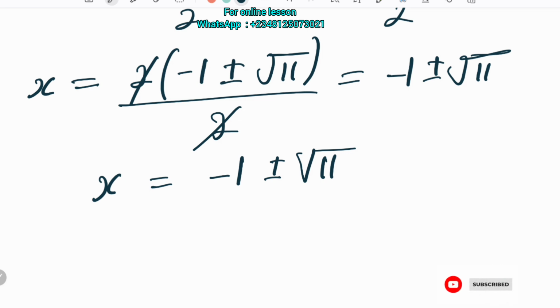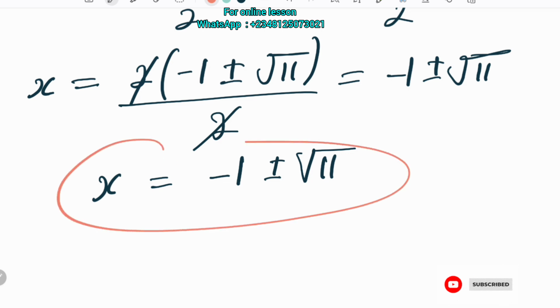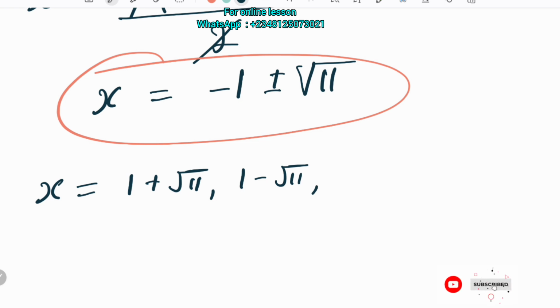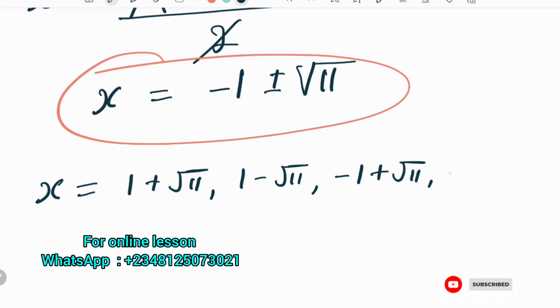So in that case, it means we have 4 real solutions for x. So there are 4 values for x. The first one, we have x equal to 1 plus root 11. Then we have 1 minus root 11. Then the other one we have minus 1 plus root 11. Then minus 1 minus the root of 11. So these are the possible values of x.